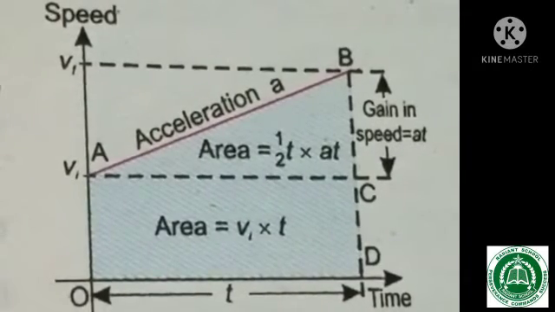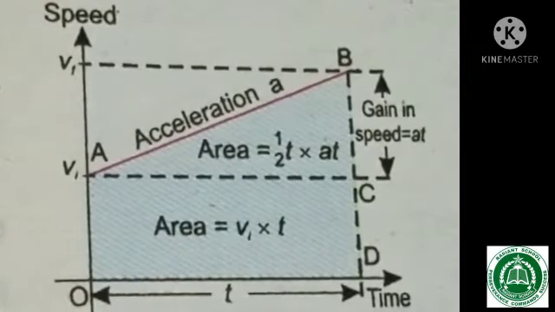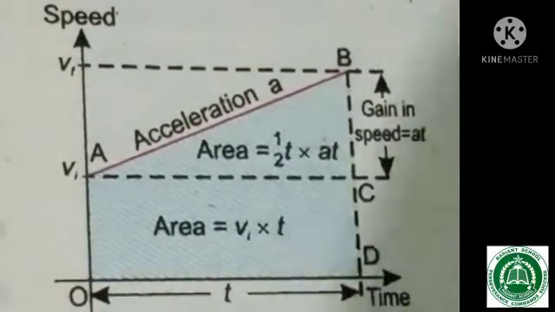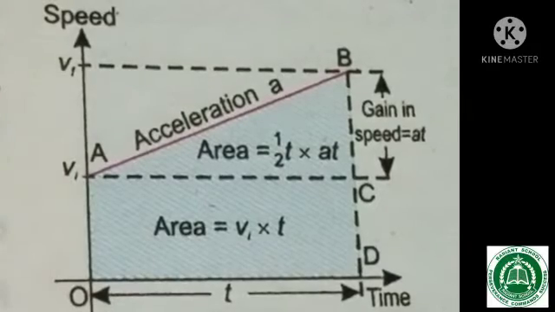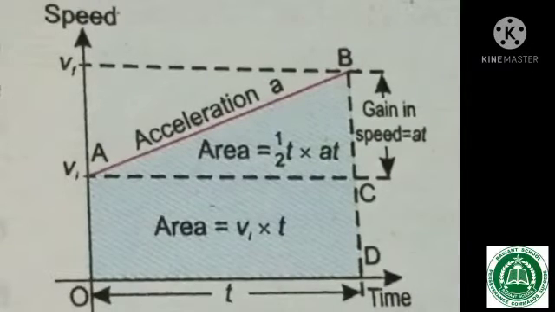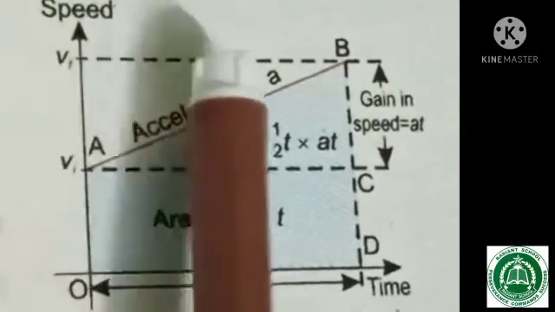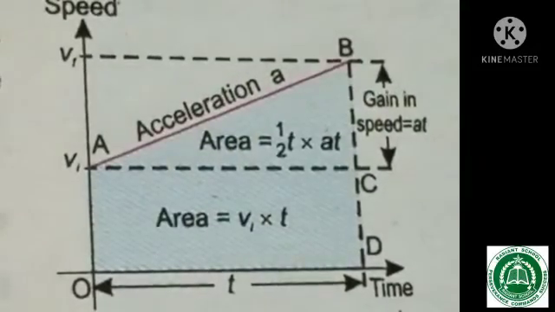Dear students, when we have to derive the different equations of motion, we will use the graphical method. In order to use the graphical method, we have to draw a graph between velocity and time. One important thing that you must remember is that the body which we are considering is moving in a straight line. When a body moves in a straight line, speed and velocity both mean the same.